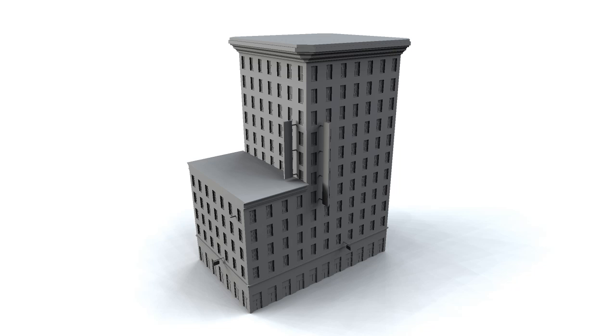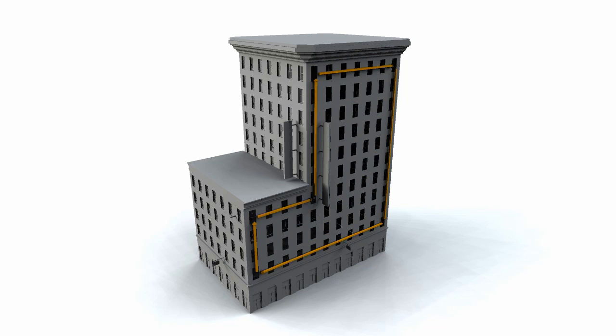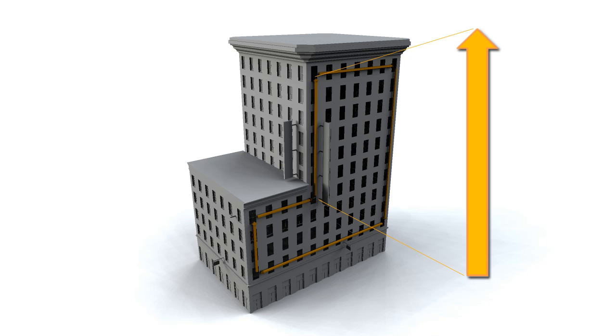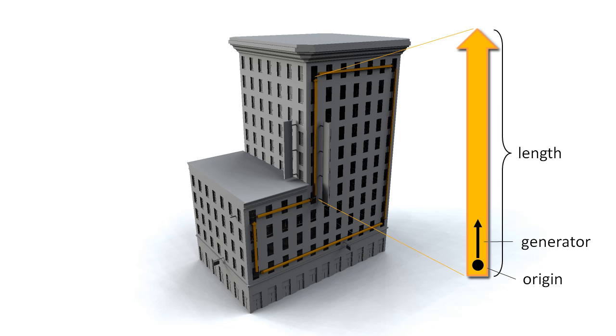First, we detect regular patterns in the input shape. Two-dimensional patterns are represented by a set of one-dimensional patterns forming a boundary polygon. Each one-dimensional pattern consists of an origin, a generator, and a number of elements. In our model, we keep the generator constant and allow only the origin to move or the number of elements to change.